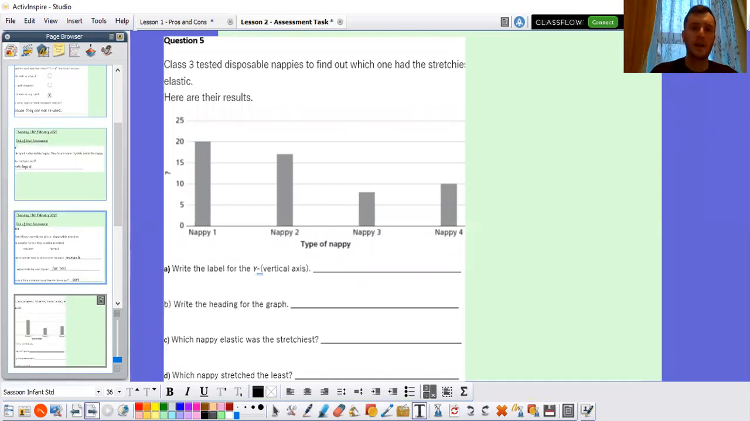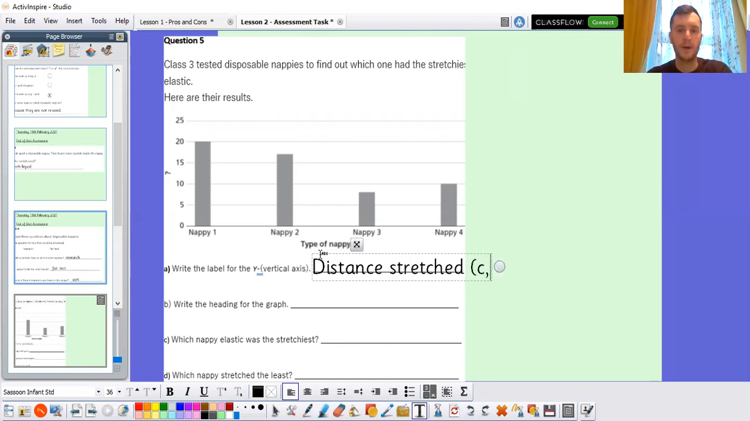Question 5. Class 3 tested disposable nappies to find out which one had the stretchiest elastic. Write the label for the y-axis. So up there, what could we label that with? I would say distance stretched. I might put brackets in centimeters to show how it was measured. As long as you had something similar to that, that is great.